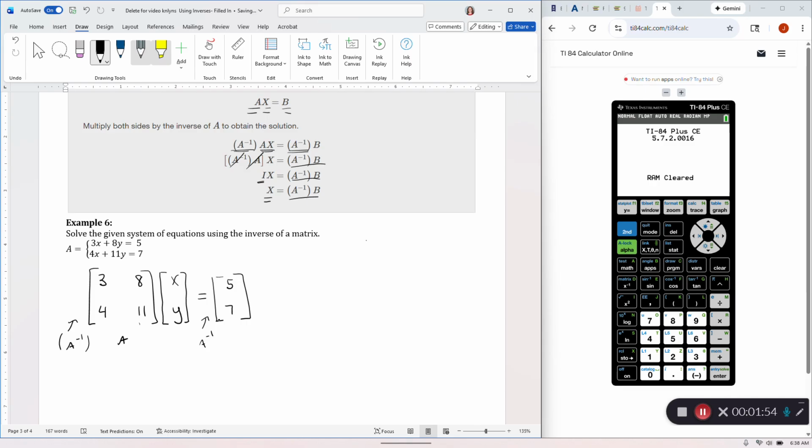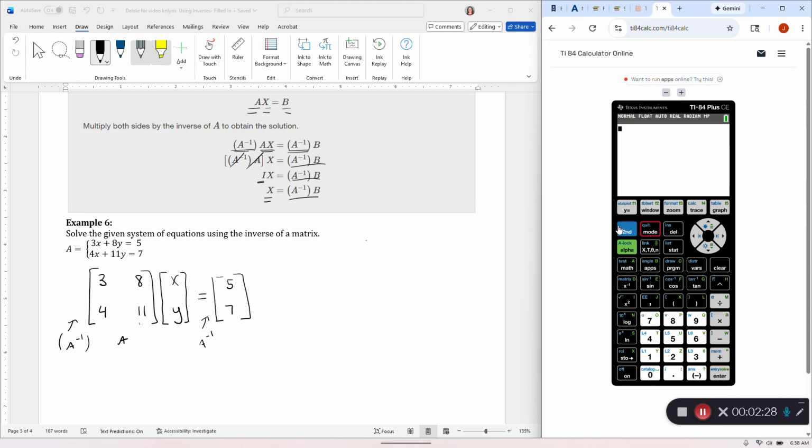You already know how to find the inverse. So I'm not going to spend time finding the inverse. I am going to use my calculator to help me. So if you're new to calculators, you're going to go to matrix. We're going to go to edit. Feel free to pause this if you need more time. I'm entering a 2 by 2: 3, 8, 4, 11. That's my 2 by 2 matrix.